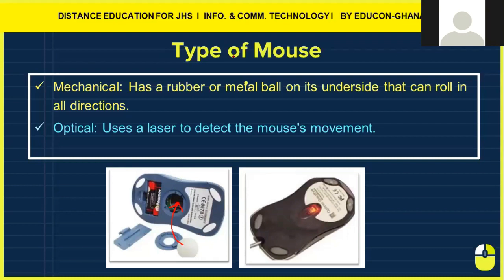So this is the mechanical mouse, and then this one that is laser, that's light. You can see laser light to detect movement. This is the optical mouse. So we have these two types of mouse. If you have to mention the types of mouse, you write mechanical mouse, optical mouse. And if you have to explain mechanical and optical, simply, the mechanical has a rubber or metal ball on its underside that can roll in all directions.